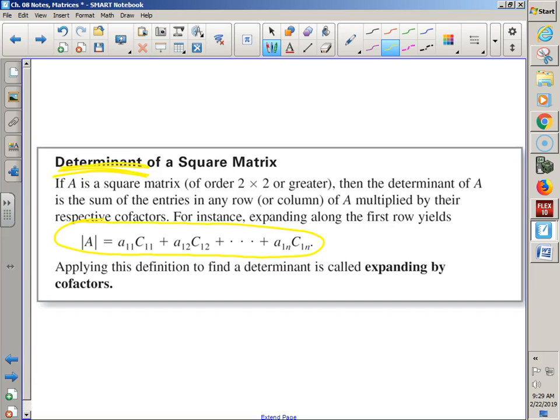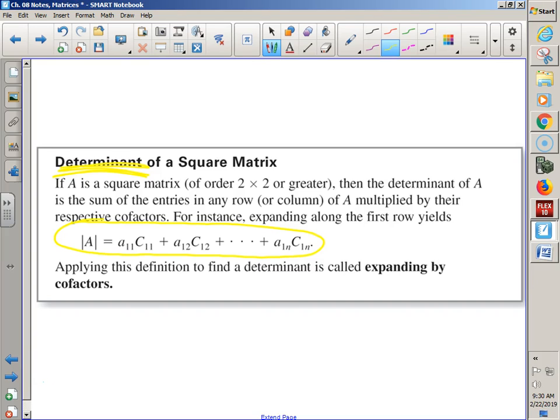Determinant. The determinant of A is the sum of the entries in any row or column. Any row or column. Sounds like we get to choose. Oh, hey, look, they're using row 1: A11, A12, A1, however big it is. Because remember, it's of any size. It could be an n by n, maybe a 10 by 10, so I have to go all the way to A sub 1,10. They use the first row, but it could have been any row or any column multiplied by their cofactors.